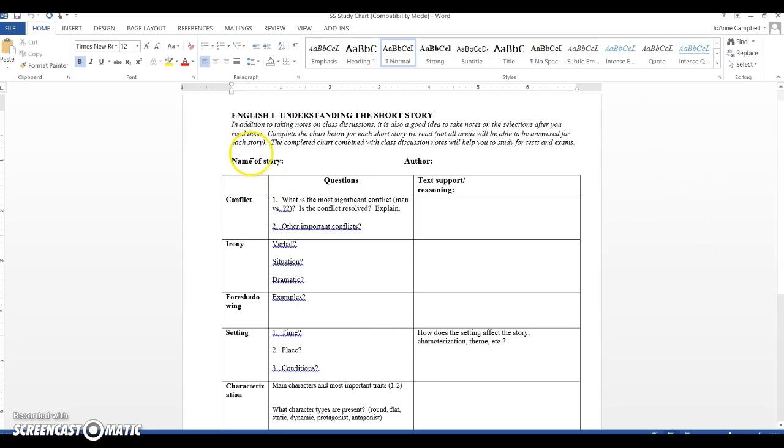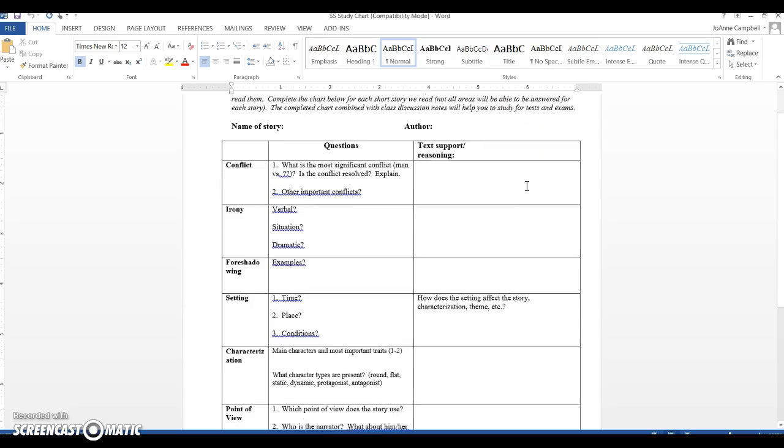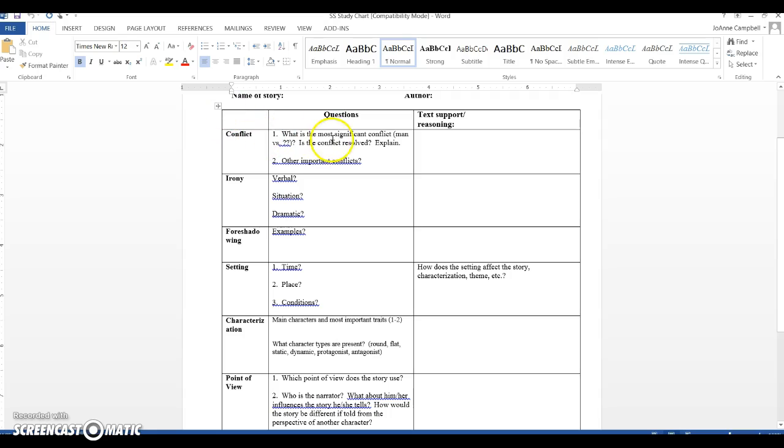So if you notice, it has name of the story and author. Just FYI, authors are going to be important. Not only who the author is, but background information if applicable. For the first story we're going to read, there's not going to be author background information. So for this first story, you just need the author's name. But then you want to go through and think about conflicts.